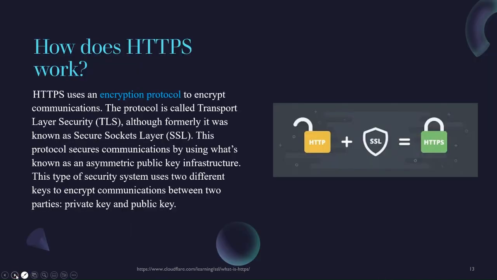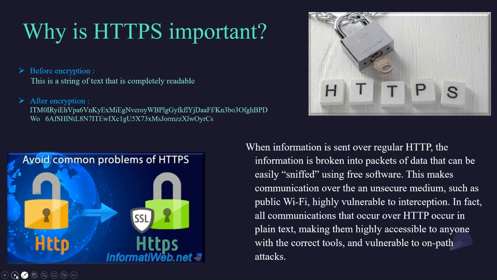This protocol secures communication by using what's known as an asymmetric public key infrastructure. This type of security system uses two different keys to encrypt communication between two parties: a private key and a public key. On this page, you can see the difference between HTTP and HTTPS, which is encrypted. This is before encryption and this is after encryption.